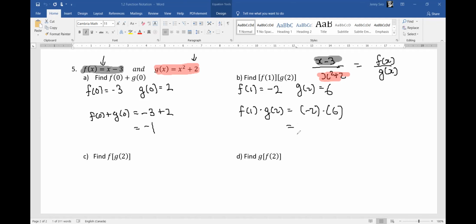That's it. All right? So take note of these square brackets multiplied by these brackets. They're separated. So the answer to this question is negative 12.